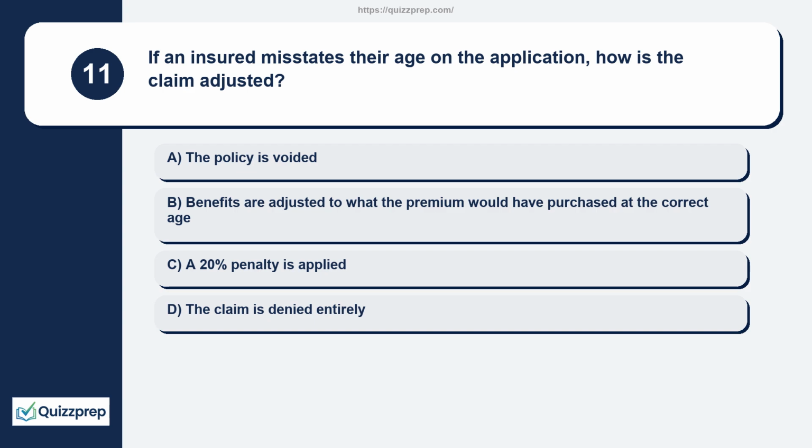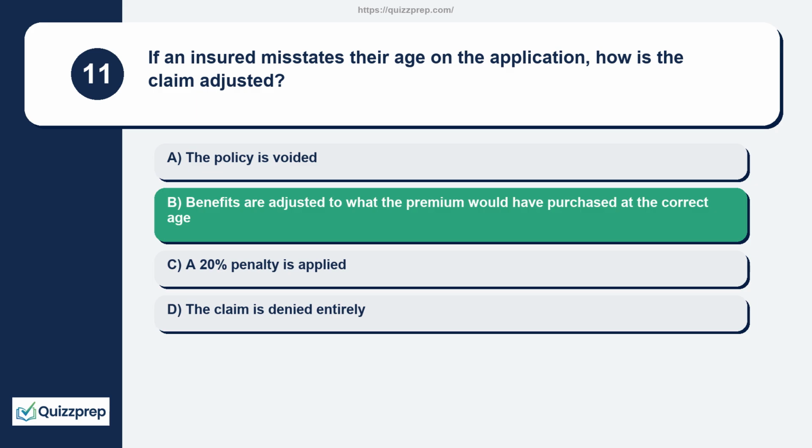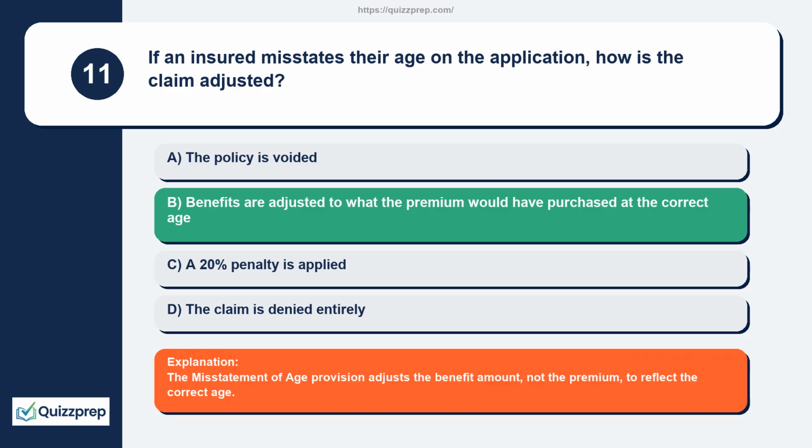Question 11. If an insured misstates their age on the application, how is the claim adjusted? The policy is voided. Benefits are adjusted to what the premium would have purchased at the correct age. A 20% penalty is applied. The claim is denied entirely. The misstatement of age provision adjusts the benefit amount, not the premium, to reflect the correct age.